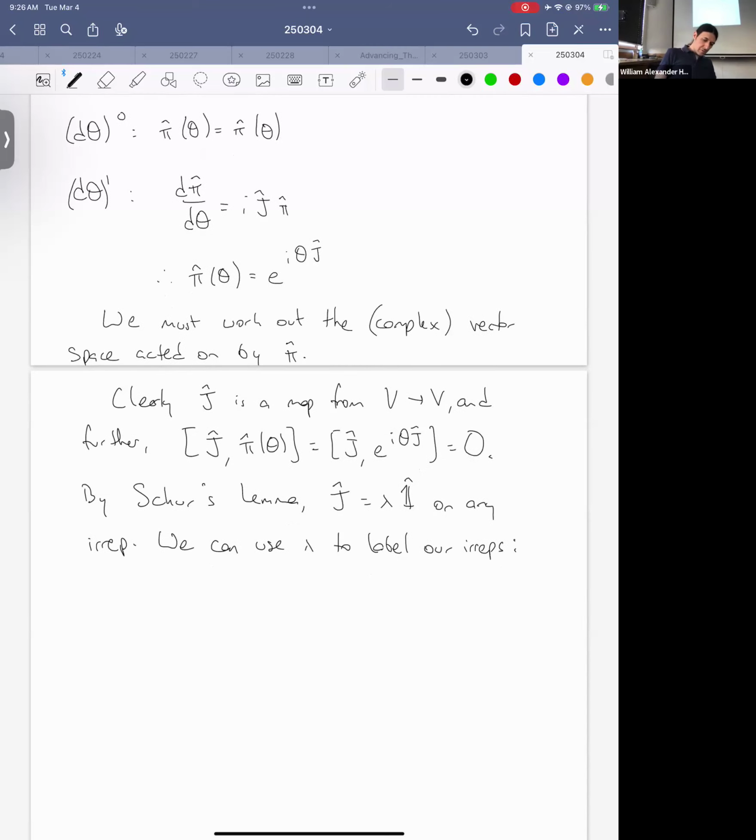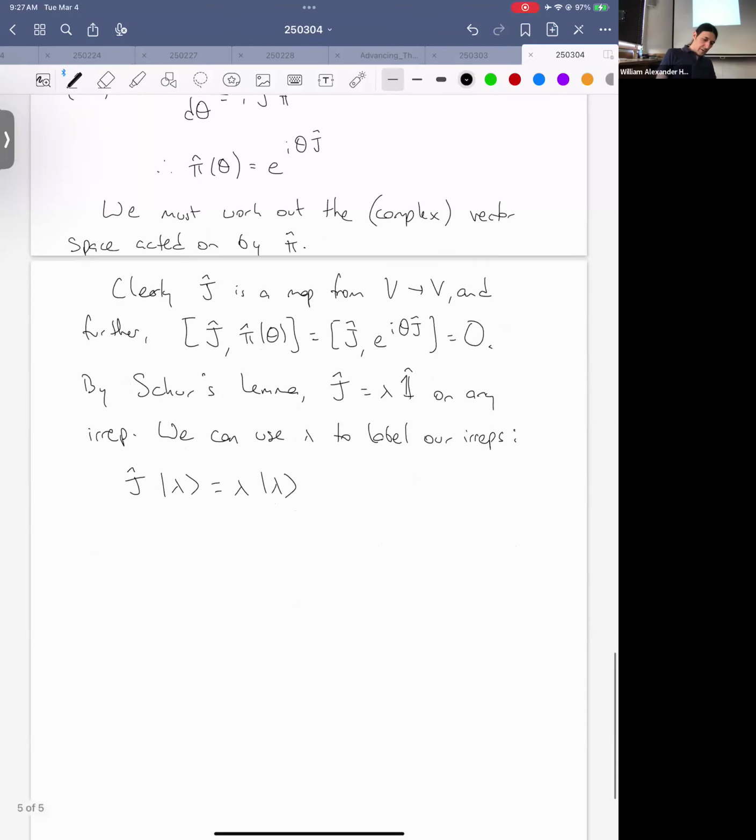That J hat acting on some ket that lives in our irreducible representation is going to give me lambda acting on the ket, because J is just lambda times the identity. And so we'll label our representations with a little subscript lambda. This is going to be e to the i theta J acting on lambda, which is e to the i theta lambda, lambda.